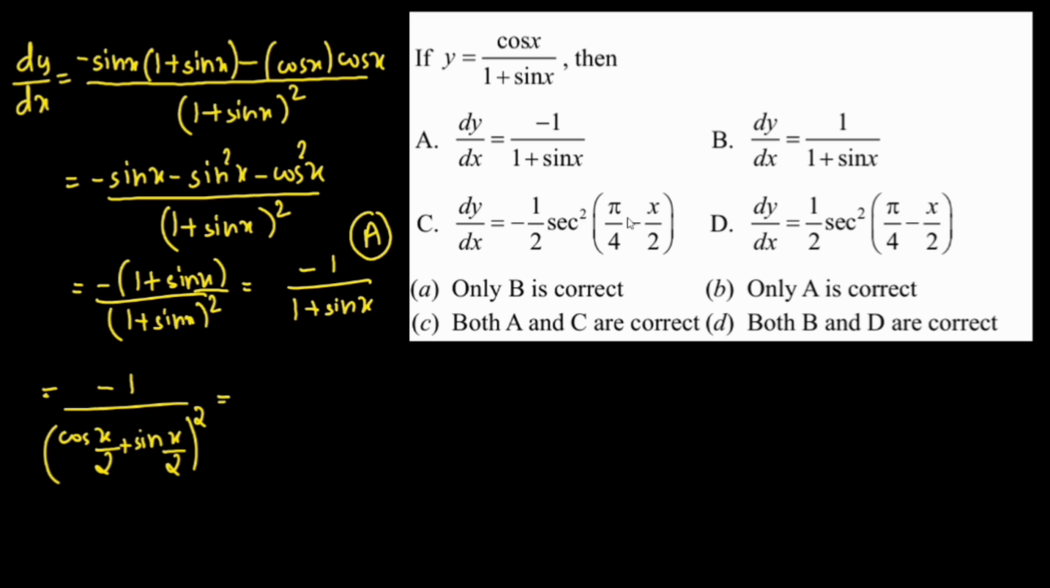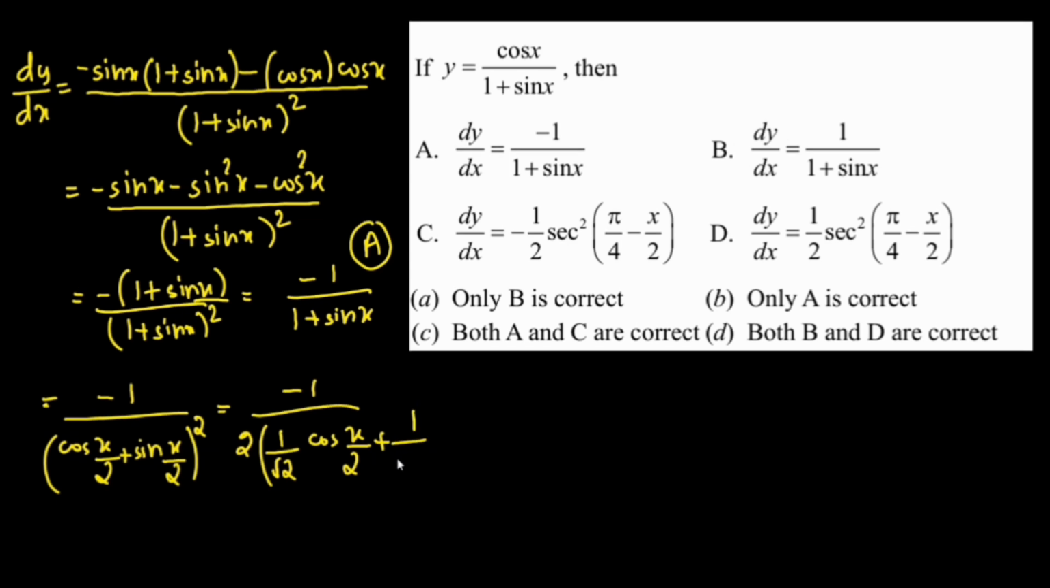Now since I need the pi by 4 term, what will I do? I will multiply and divide this denominator by 2. I am multiplying by 2, so I have to divide by 2. So I will take 1 by root 2 here. We have a whole square, right? So 1 by root 2 whole square will give me 1 by 2. If I cancel out 2 and 2, I will get back the same term here. So I am multiplying 1 by root 2 inside this square term: 1 by root 2 cos x by 2 plus 1 by root 2 sin x by 2 whole square.